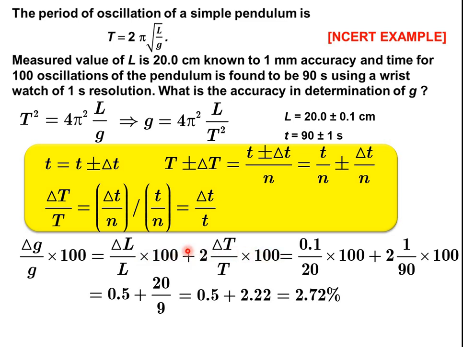So there shouldn't be any minus sign here. So delta L by L, that is 0.1 by 20 into 100. Delta capital T by capital T is same as delta small t by small t. So 1 second resolution and 90-second measured time, into this power 2, into 100. Rest is mathematical part. So thank you for watching and note it down.